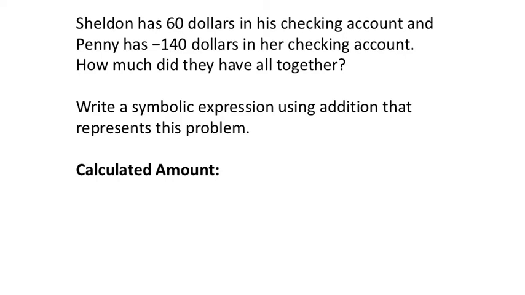Sheldon has $60 in his checking account, and Penny has -$140 in her checking account. How much did they have altogether? And then we'll write a symbolic expression first to figure this out, and then we'll actually calculate the amount. So this is not 3 questions, just to be clear on that. We do have the translation or the symbolic expression here, where one of the values is negative. Of course, we're going to use parentheses for that because the assignment wants it, and then the calculated amount will just be the amount of money that they have together.